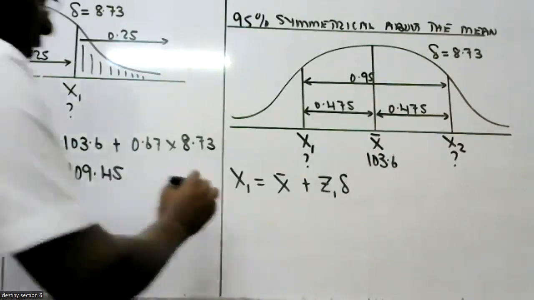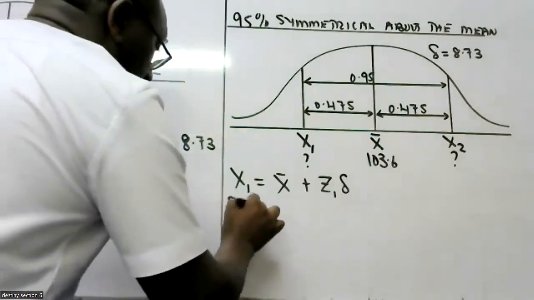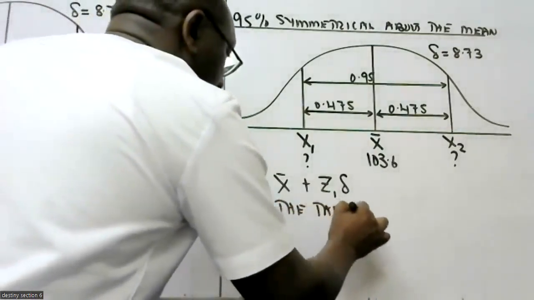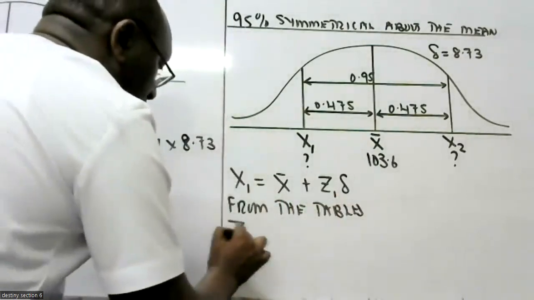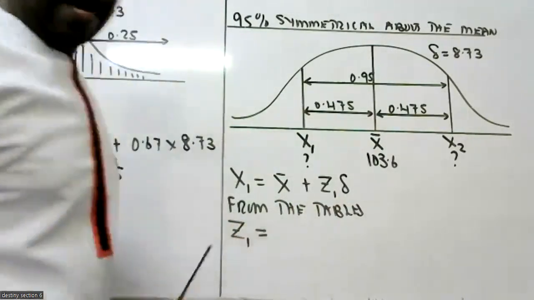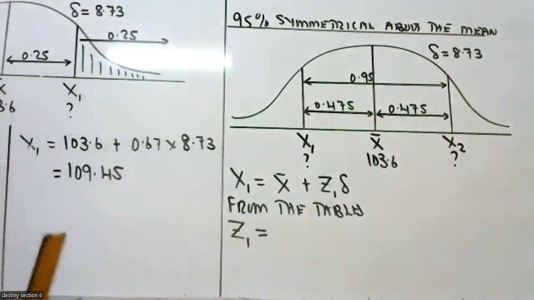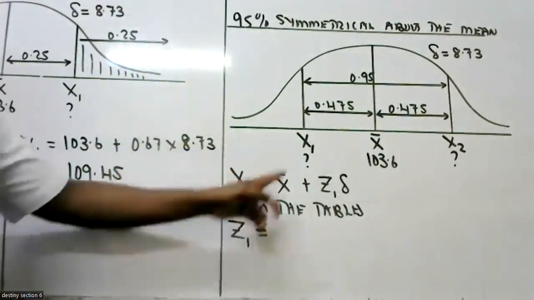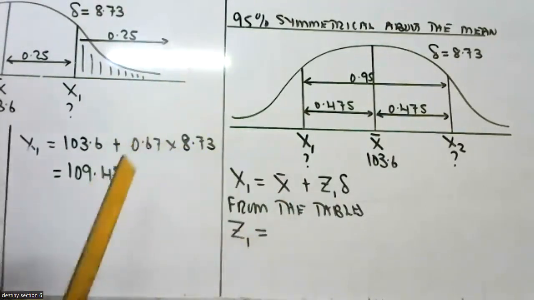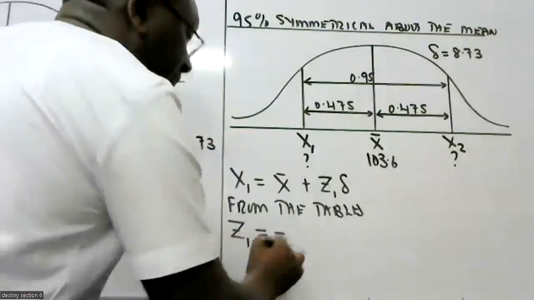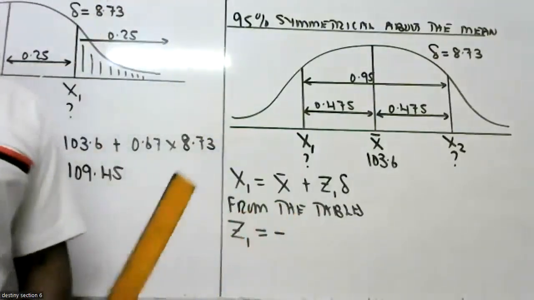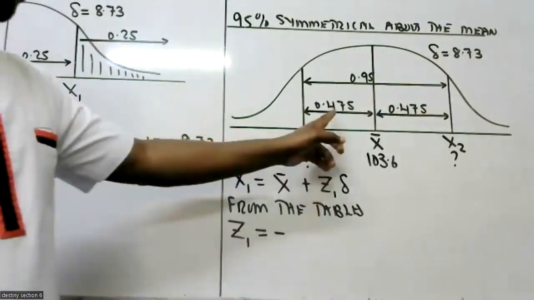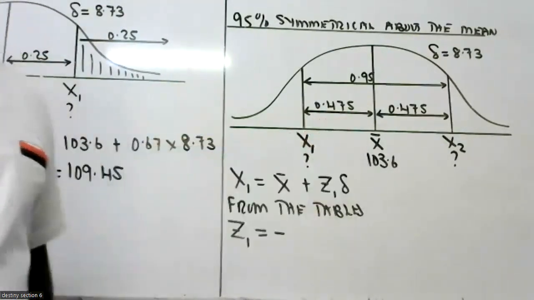So from the tables, Z1, and I've told you when you are looking for Z1, you must know whether it's positive or negative. So you can see X1 is on the lower side, so what we shall get will be negative because you're on the lower side. So get inside the tables, you go looking for 0.475.